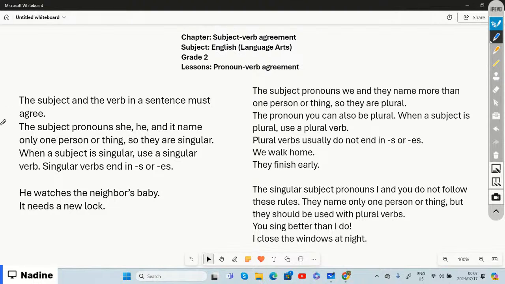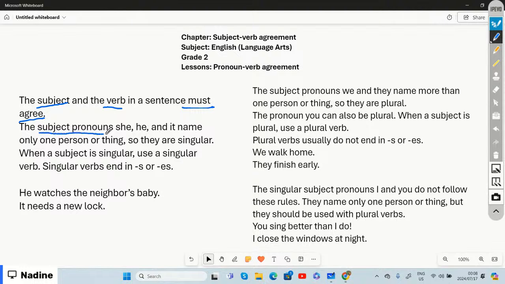But we're going to continue, right, on subject and verb agreement. And we say that the subject and the verb, they need to agree with each other, right? They need to agree whether we are talking about it being in singular form or in the plural form. So the subject and the verb within a sentence, they must agree with one another.